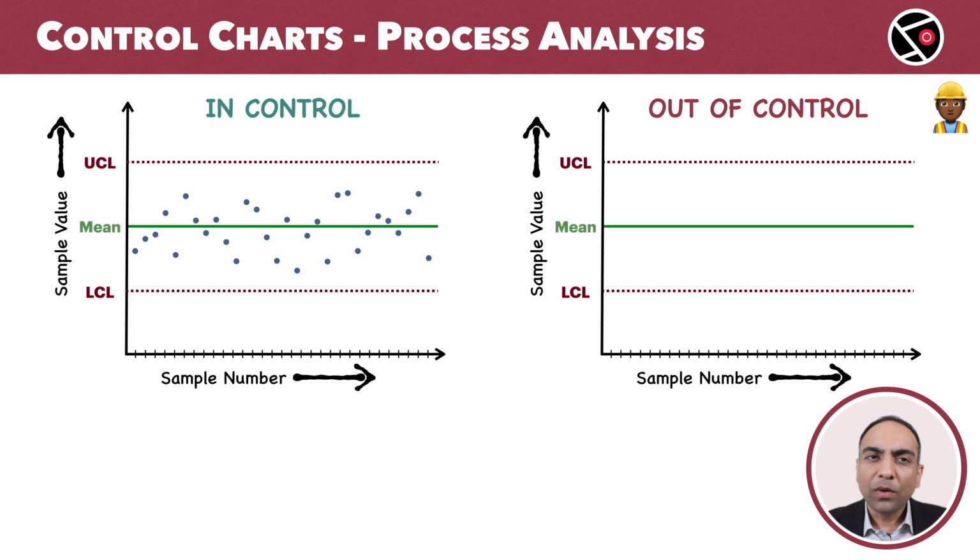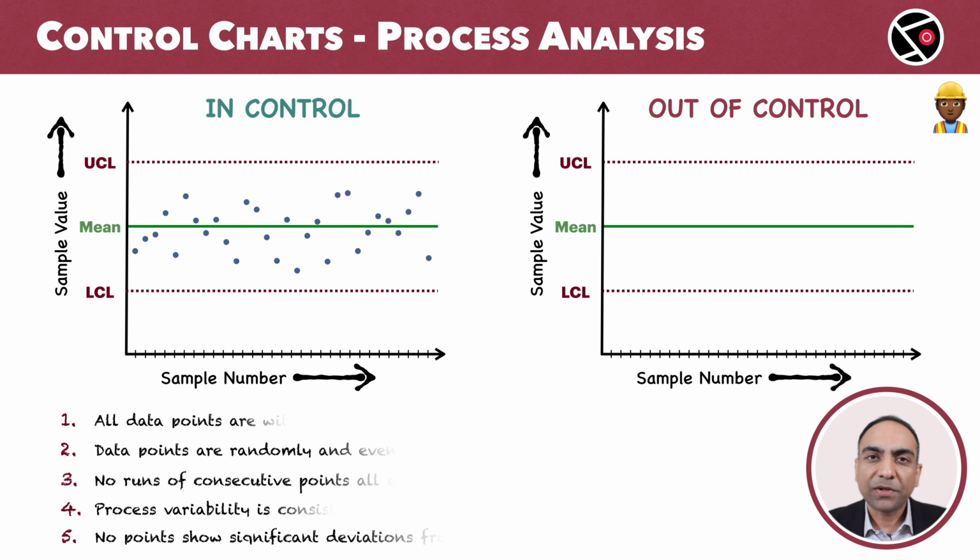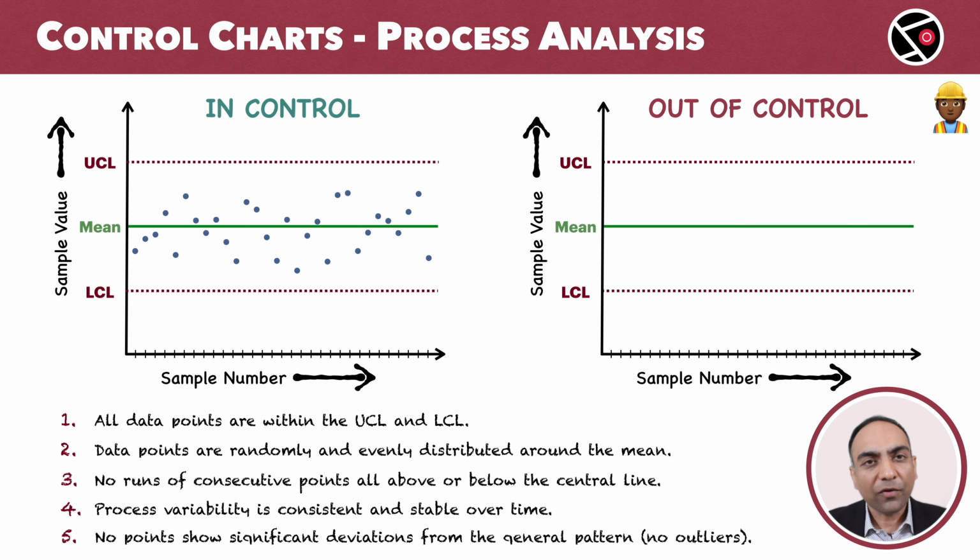So, how do we know that a process is in control? These are the conditions. All of these should be satisfied for a process to be considered in control. We will go through these conditions one by one. Condition number 1. All data points are within the upper control limit and the lower control limit. Clearly, all data points in the left chart are between UCL and LCL.